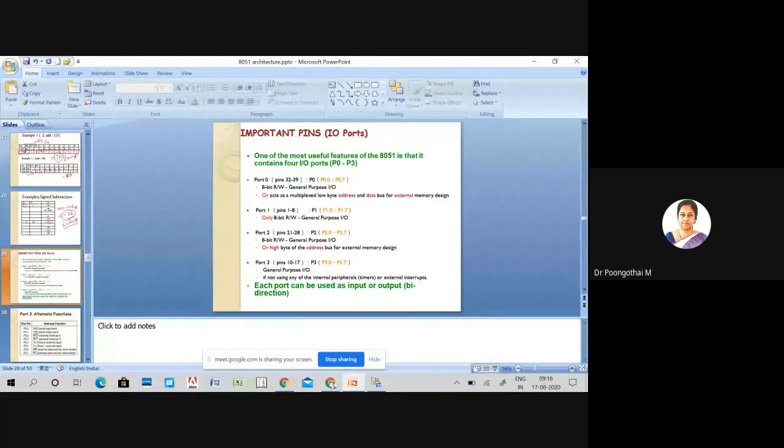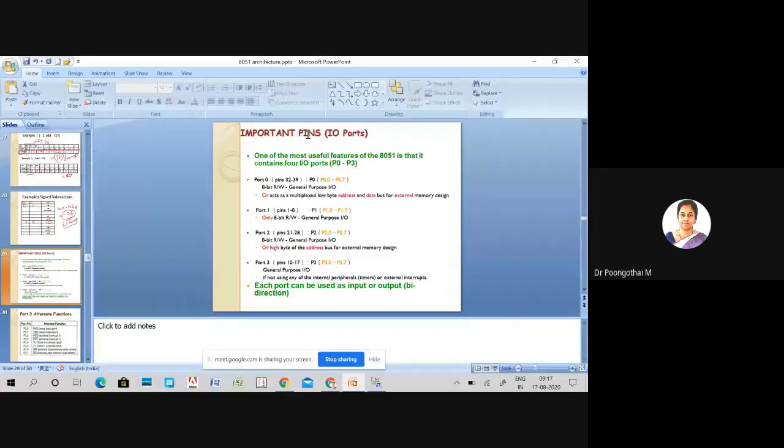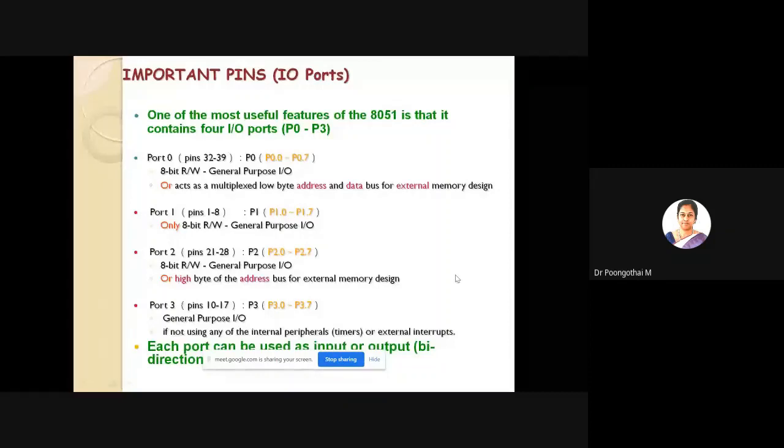So next is your IO. Your 8051 has 32 IO pins configured as four 8-bit parallel ports, that is P0, P1, P2 and P3. All the ports can be configured either as input or output. First, port 0. The port 0 lines can be used as IO port lines, that is P0.0 to P0.7.